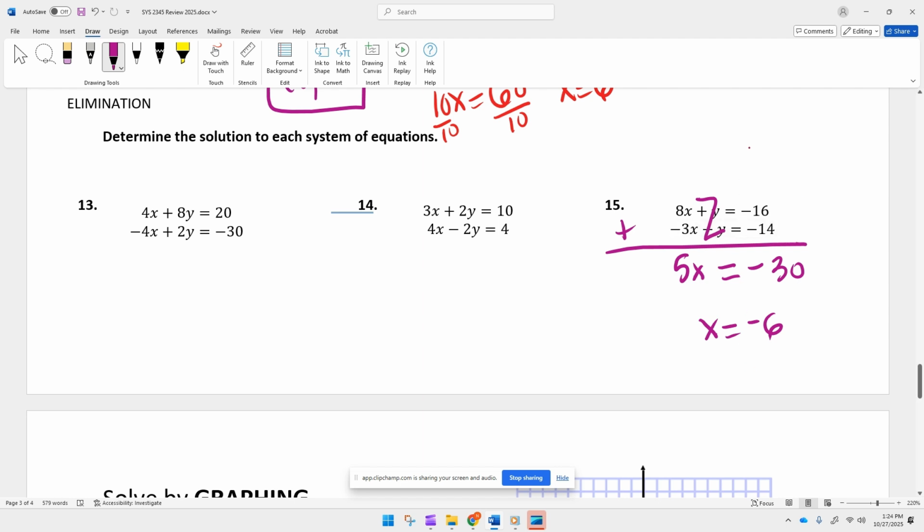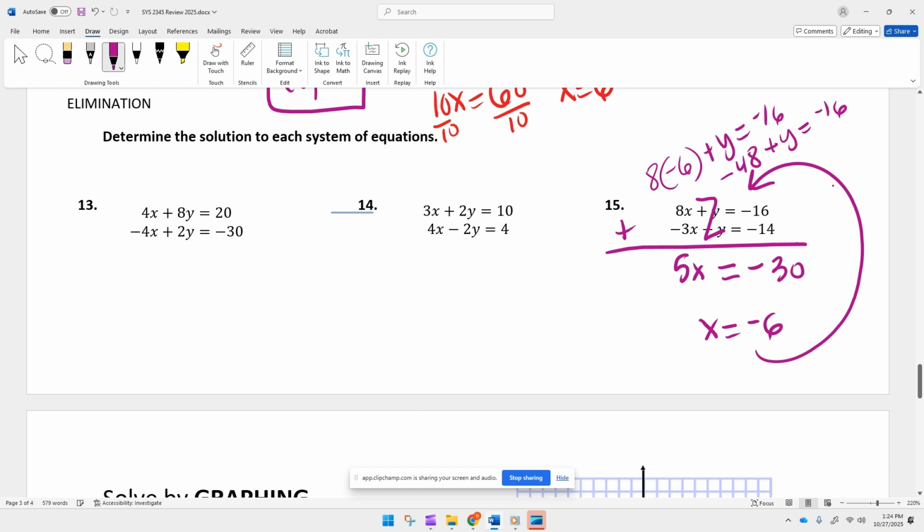So look, that's all the work that I need you to show on that one. Then you got to show the work of combining back in for x. So that's 8 times negative 6 plus y equals negative 16. Negative 6 times 8 is going to give you negative 48 plus y equals negative 16. You got to add 48 to negative 16. That will give you y is equal to positive 32. So our solution is going to be negative 6, 32.